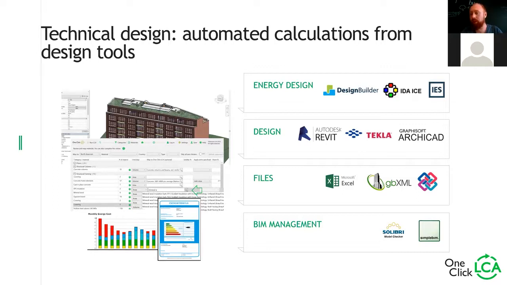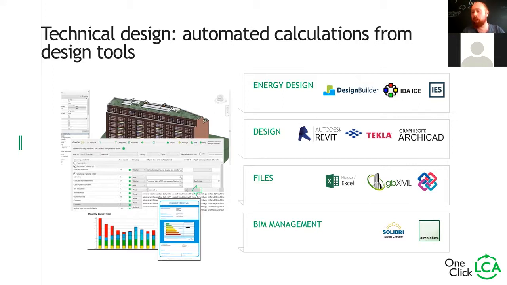You can also do this with design software like Revit, Tekla, ArchiCAD, or any of the others we support. You can also do it through files. It's quite common that if you do an LCA, you only have a cost plan that you upload in Excel. So you might have a bill of quantities or a bill of materials which you upload, or Excel or GBXML, and you can start your assessment from those.